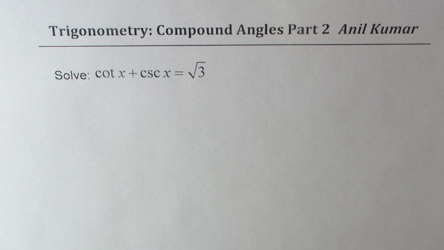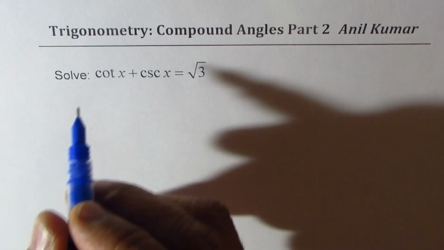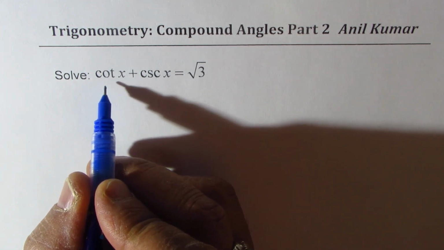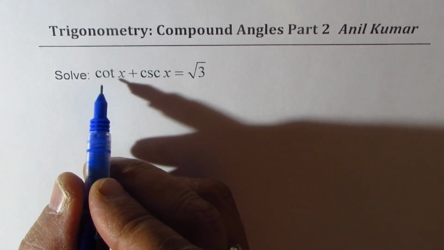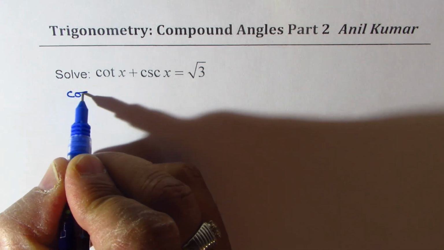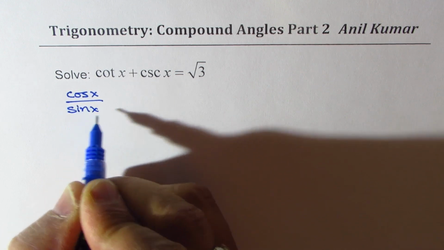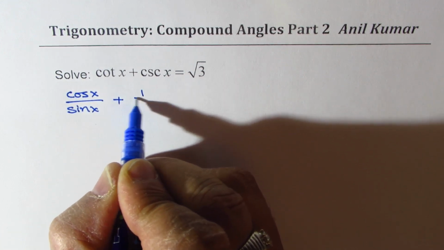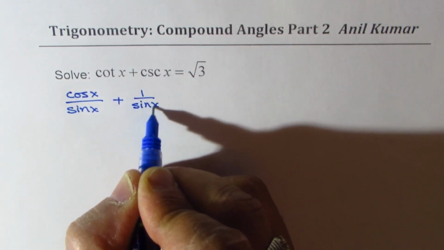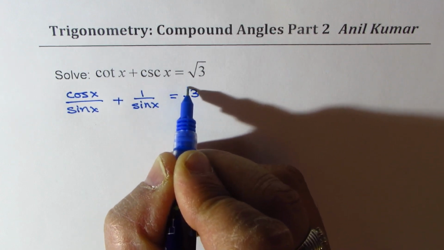So here is the last question. We need to solve cotangent x plus cosecant x equals square root of 3. So let's begin by writing it in terms of cos and sine. So cot is cos x divided by sine x, and cosecant is 1 over sine x. We get this equal to square root 3.